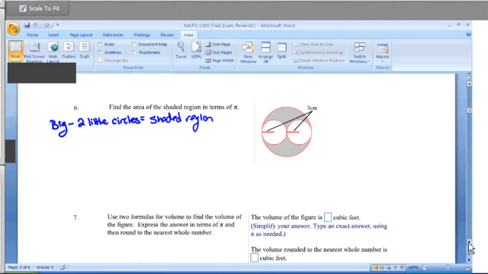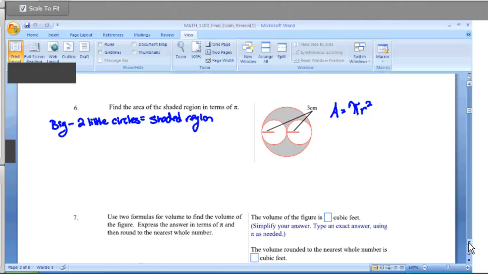You need to remember that the area of a circle, area equals pi r squared. So pi r squared, r being the radius. And the radius is just from the center of the circle out to the end. Well, it's a little bit tricky, but not too bad. We need to find the radius of the big circle.